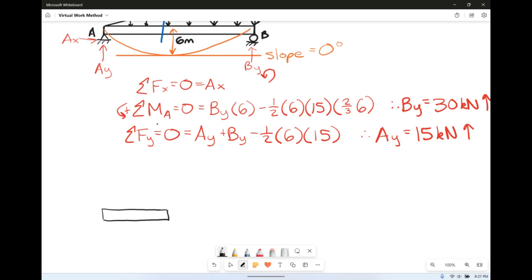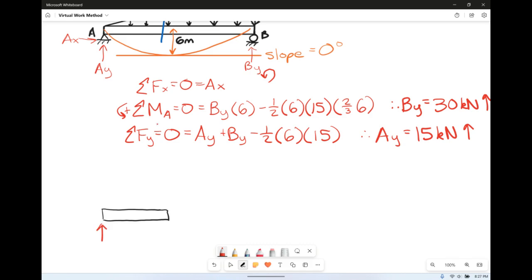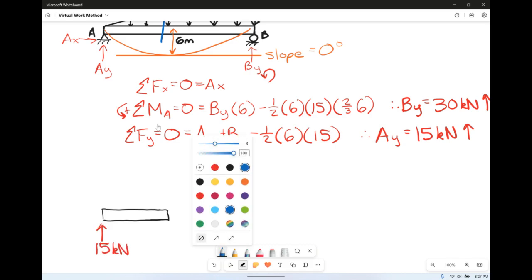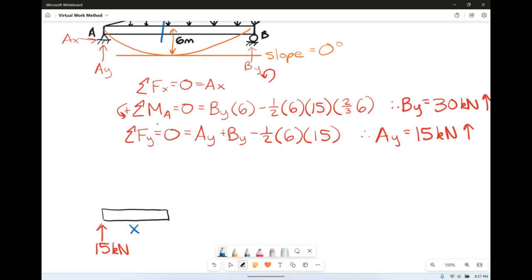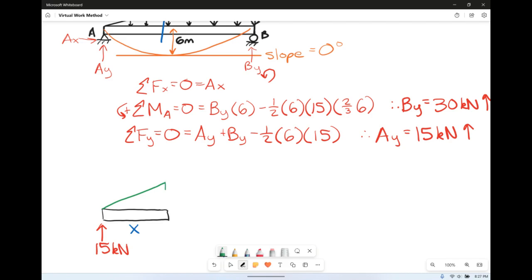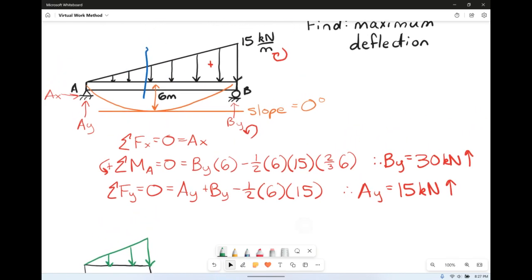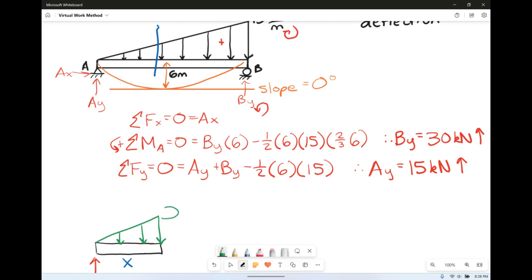So we have a small section of beam where we have AY on the end, which we said was 15 kilonewtons. Our cut is going to be a distance of x. We have our load situation of 15 kilonewtons per meter across our 6 meters. Now this is the tricky part, how to determine what the value is that we're going to stick up here. So we're going to do similar triangles.